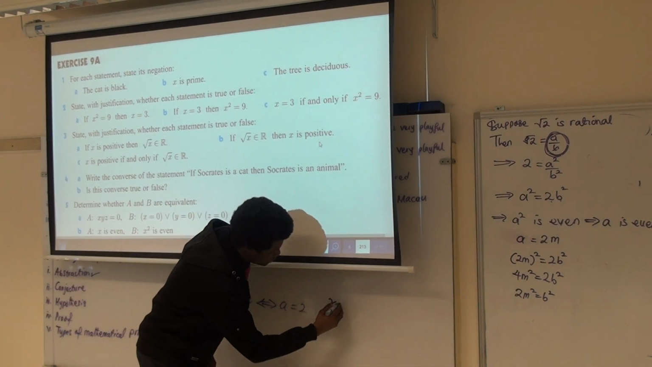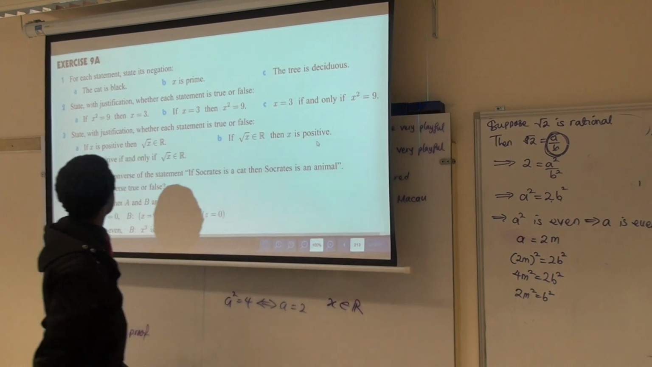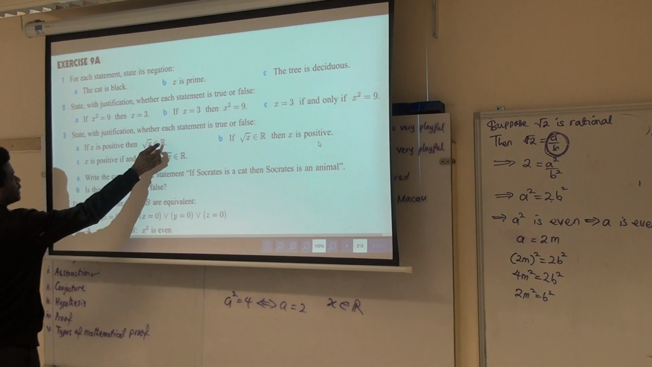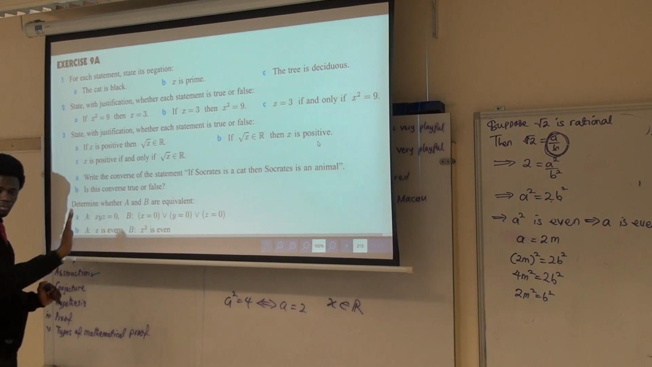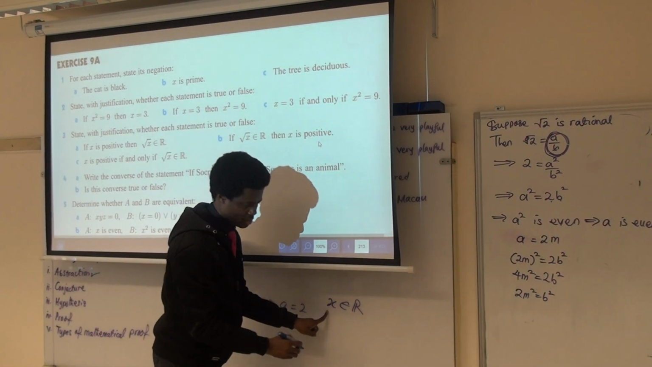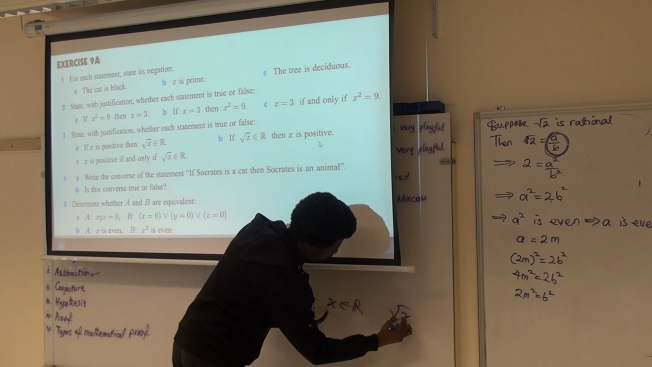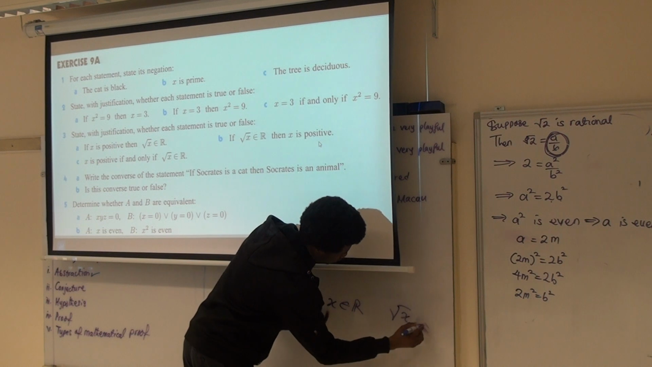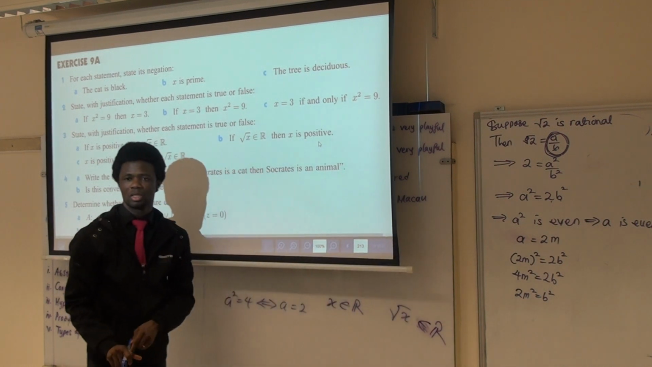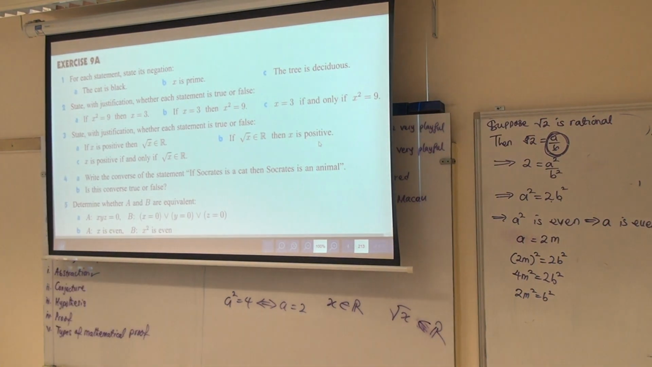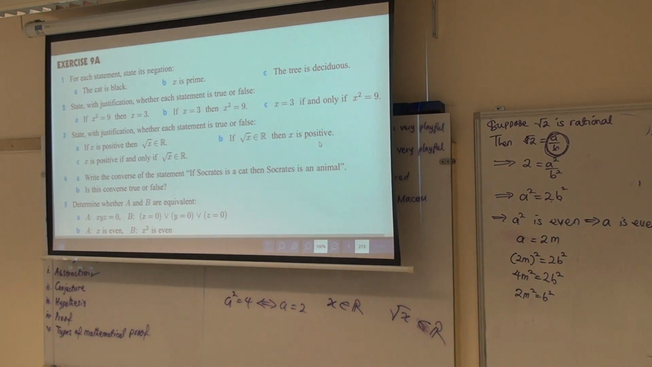Listen, if x is in R, if I change this to this and this to that, it's a different question. If x is real, can we say the square root of x is real? Does this imply this? Are we guaranteed? No, because x can be negative. That's what I'm trying to tell you.